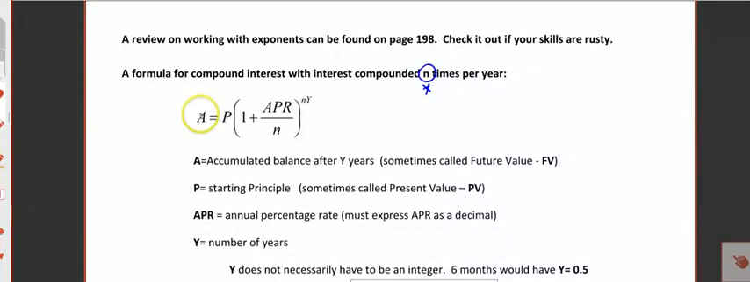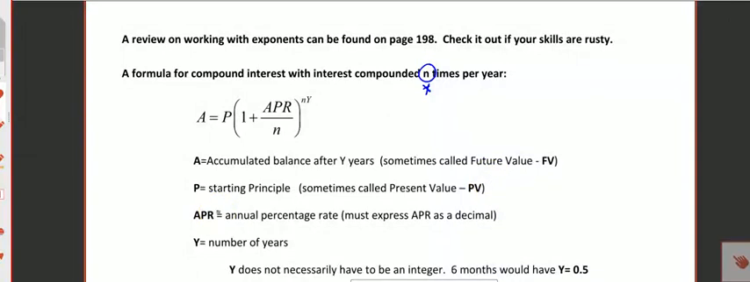So A, on the left-hand side, is your accumulated balance after so many years. It's sometimes called the future value. What's my investment going to be in the future? P is that starting principal, that initial investment that you make, and it's sometimes called present value. What is the amount of my investment presently that I'm putting into this account?